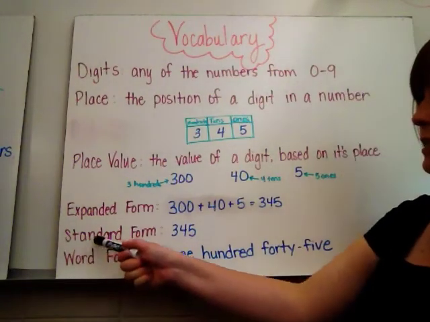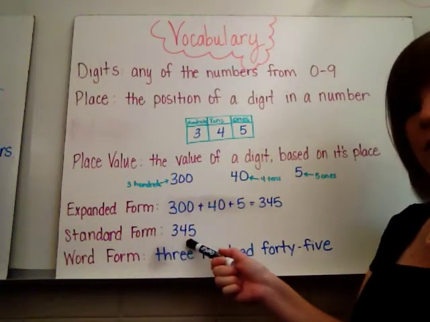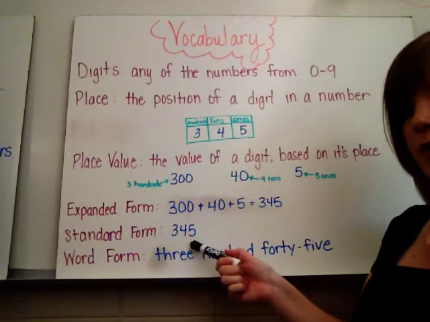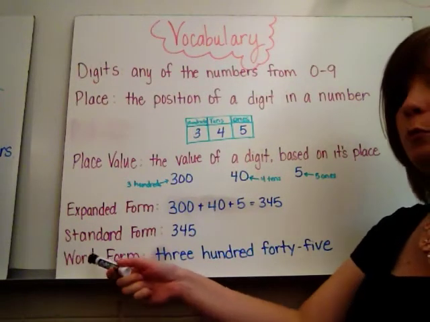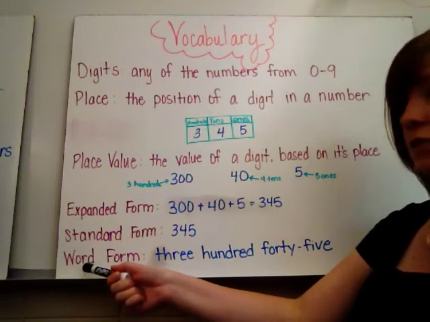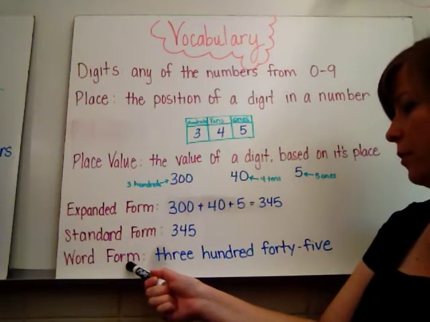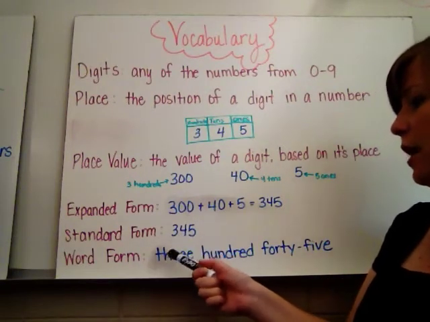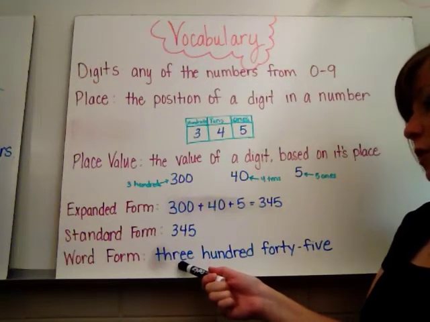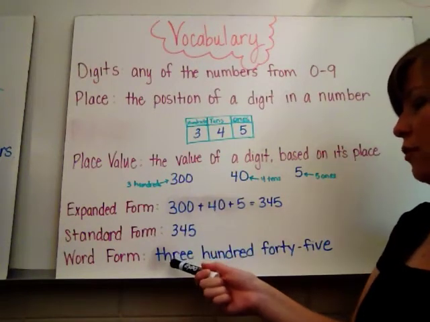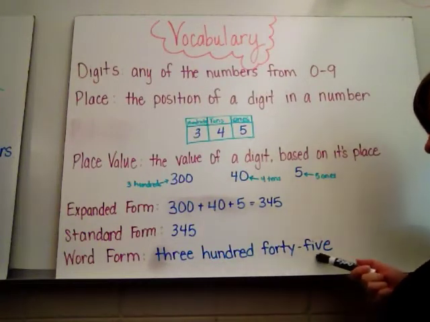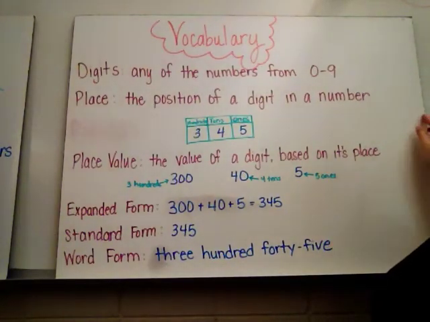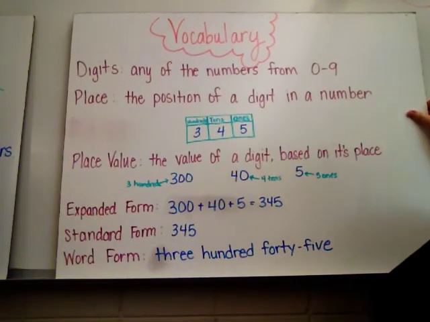Our next word is standard form, and that's just the regular way of writing numbers, 345. And our last word is word form, and that's when we take the number and we write it in words. So we took 345 and wrote it in words. That's it for your vocabulary.